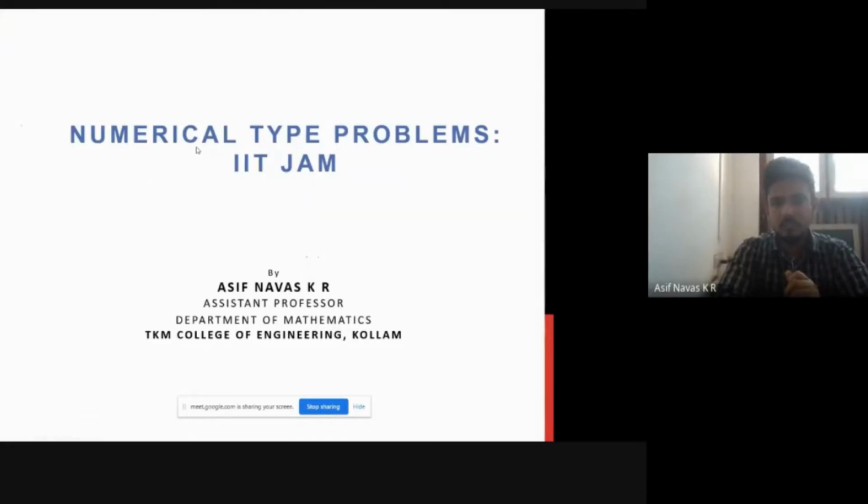I'm not doing more problems, but rather you have to focus on things like how to do problems very fast. So let me share my screen. Today's session is a numerical type problem solving session. I am taking only problems from previous year IIT JAM questions.